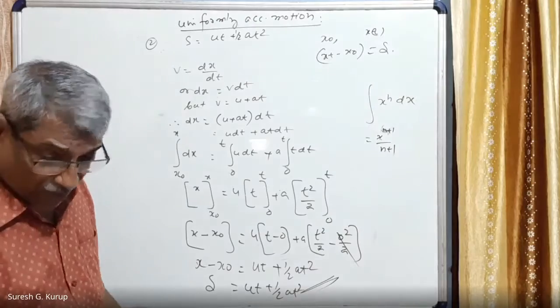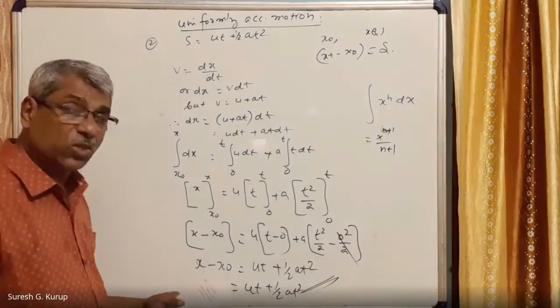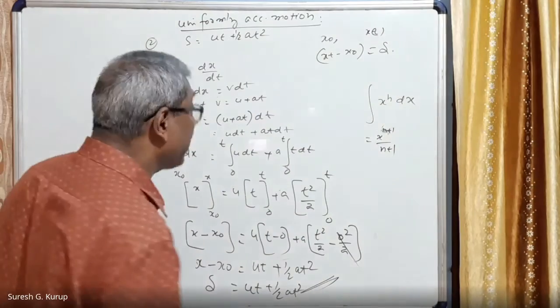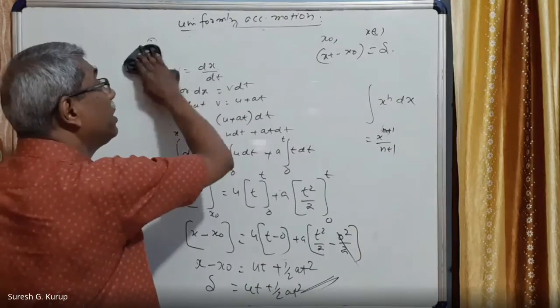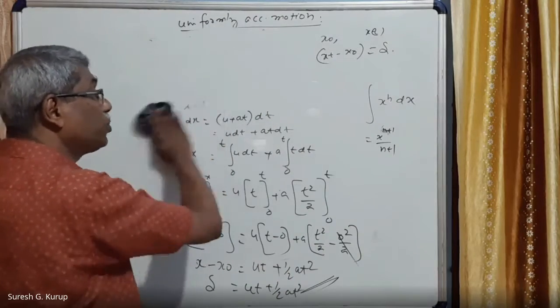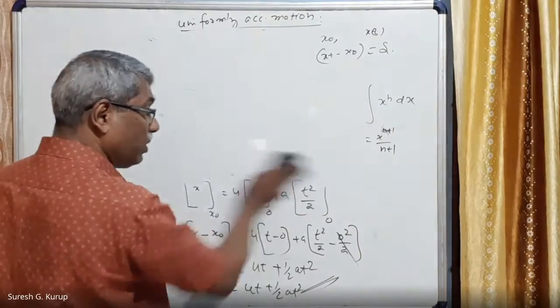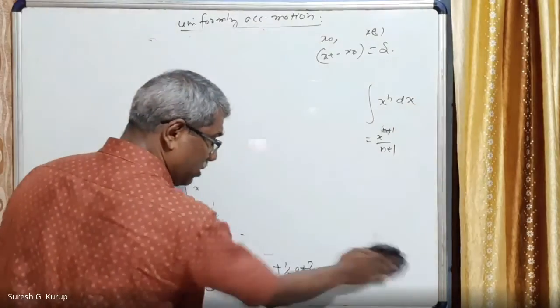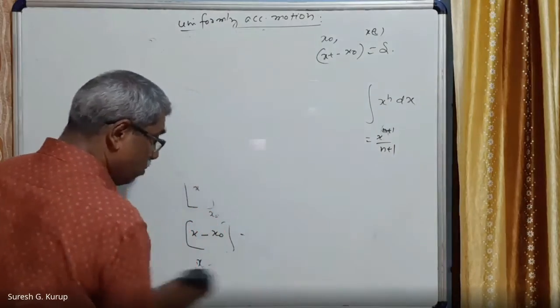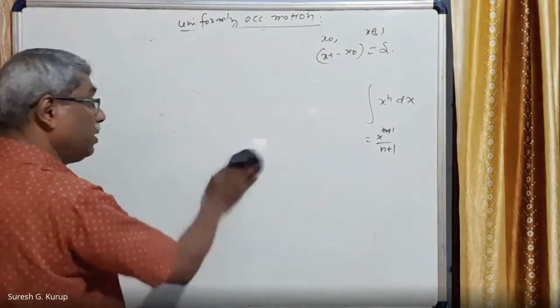One more relation we have to discuss today is v square is equal to u square plus 2as. That also we will do today itself, right? All these are equations of motion of a body moving with a uniform acceleration.